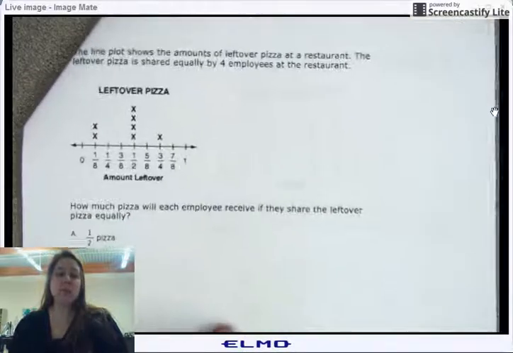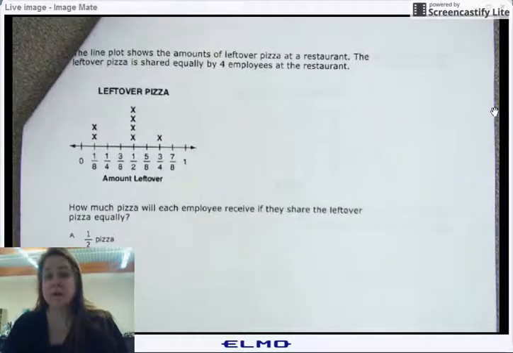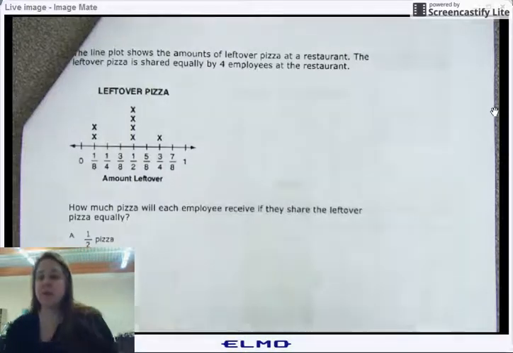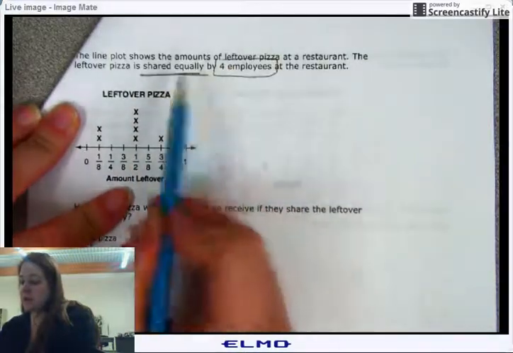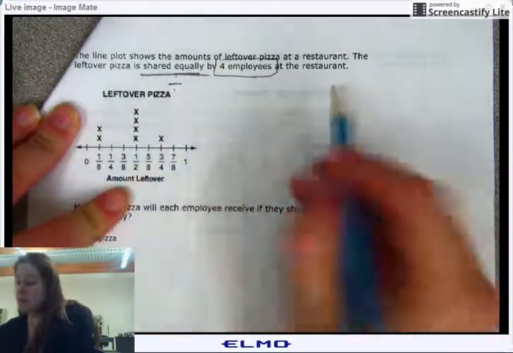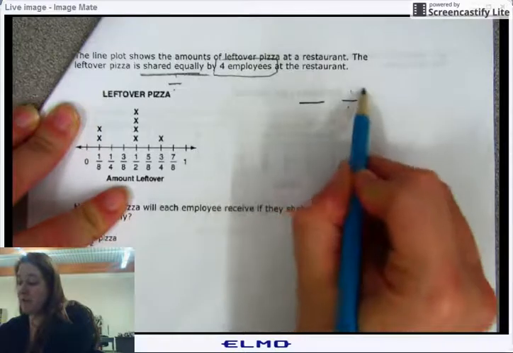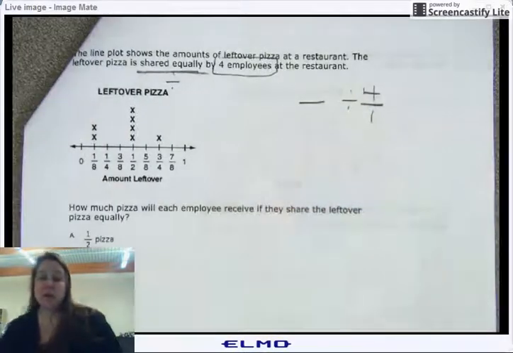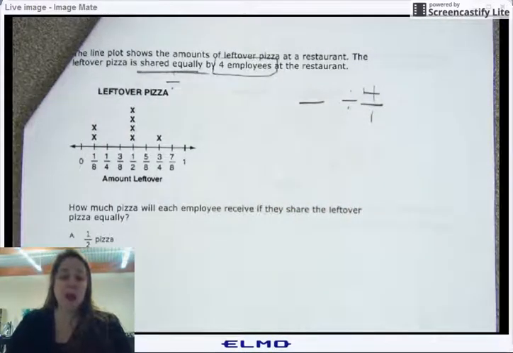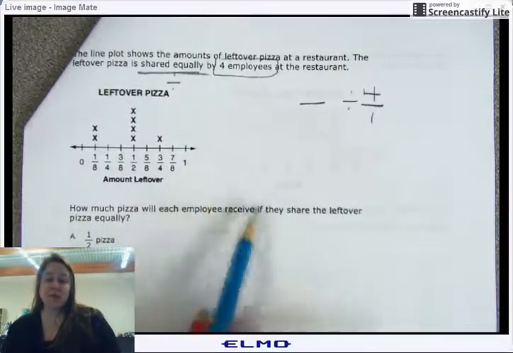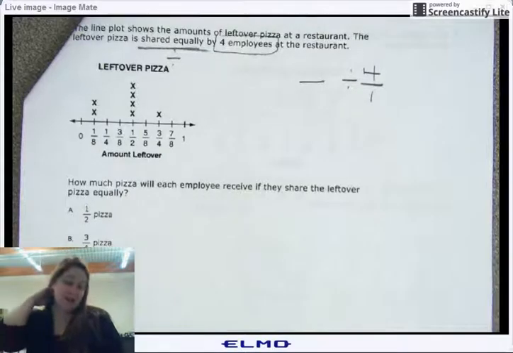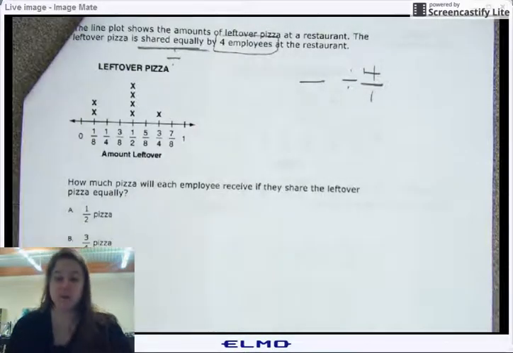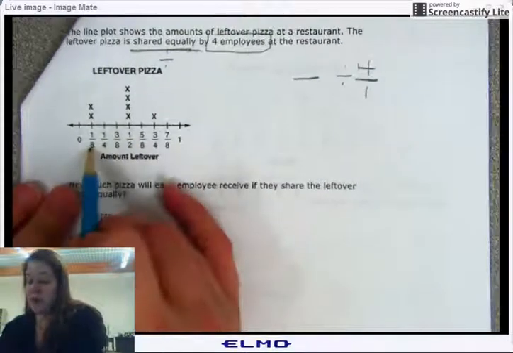The line plot shows the amounts of pizza left over at the restaurant. The leftover pizza is shared equally among the 4 employees. Shared equally means divide. So eventually something's going to be divided by 4/1. That's the original statement. How much pizza will each employee receive if they share the leftover pizza equally? So once again, what do I have to do? First thing I'm going to do is change all my denominators to be 8.